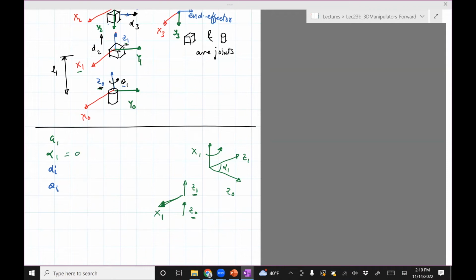A1 is the distance between z0 and z1 along x1. When you look at it from here, you can see that z0 and z1 are in the same line. So the distance between these two axes along this direction is simply 0. If it was not 0, then z1 would be offset, and there would be a non-zero distance. But since it's in the same line, a1 should be 0.